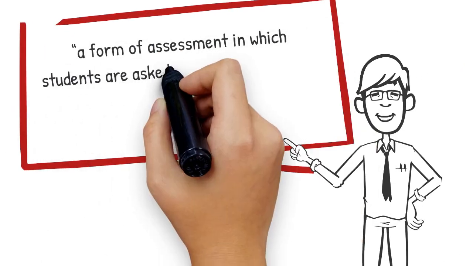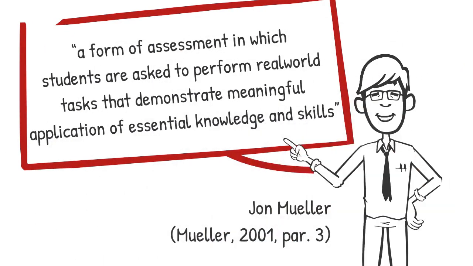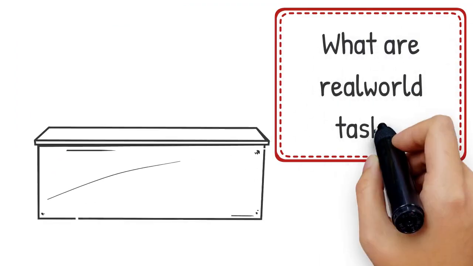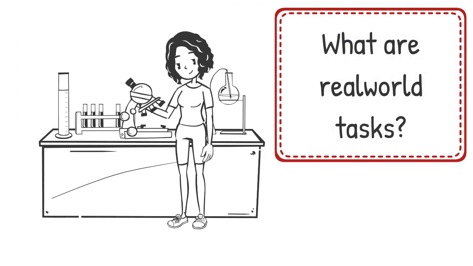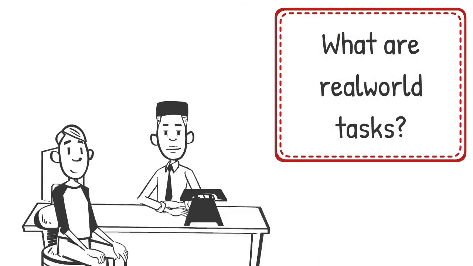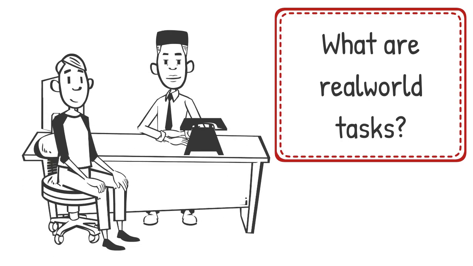Here's what authentic means in the classroom. It's a form of assessment in which students are asked to perform real-world tasks that demonstrate meaningful application of essential knowledge and skills. You might ask a student to perform tasks that professionals, either practitioners or academics, in your field perform. Or you could ask them to do tasks that they might perform in their personal lives or in their communities. For example, students could be asked to perform lab experiments, or interview for a hypothetical job.